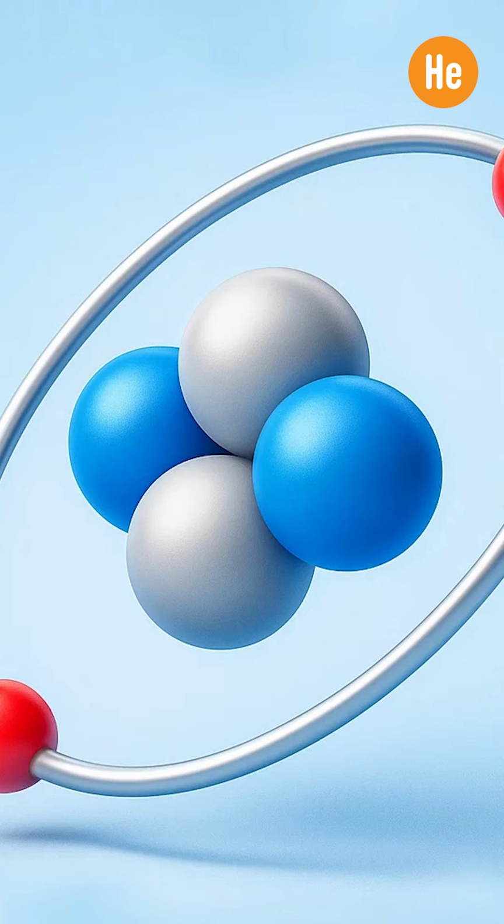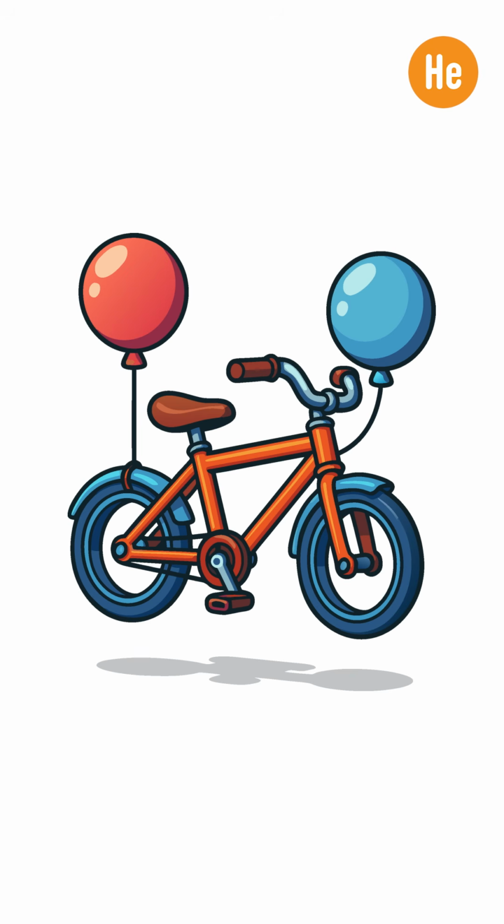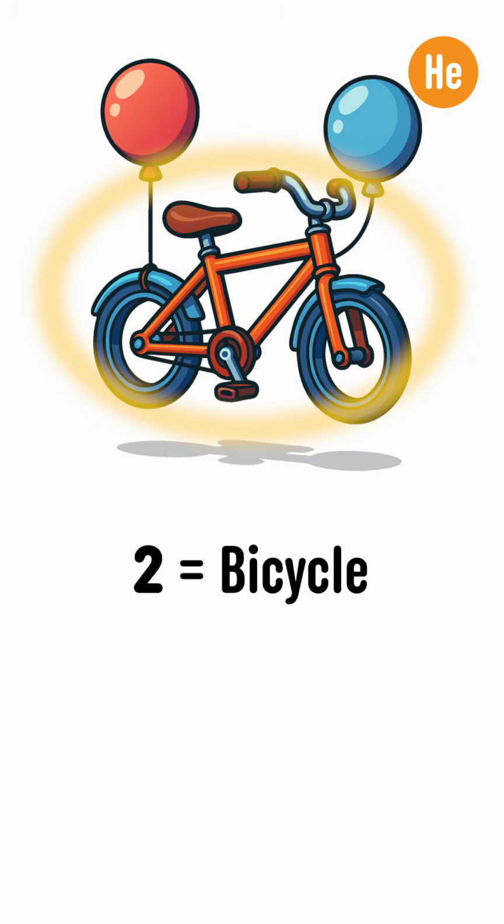Helium is the second element of the periodic table. This image represents helium. The number 2 is represented by a bicycle because bicycles have 2 wheels. Next, we have to convert the name helium into a picture.